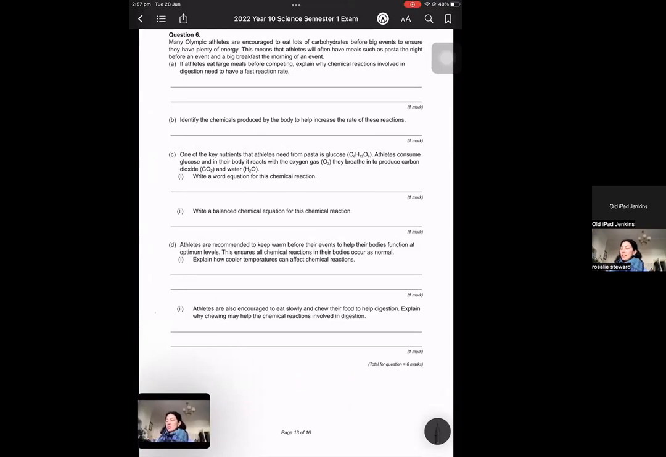Okay, so athletes eat carbs to get lots of energy. If athletes eat big meals, explain why chemical reactions need to be fast. All that is in order to quickly release energy from food. That's it. Otherwise, the food is just sitting around in the stomach, not being released, not being used.